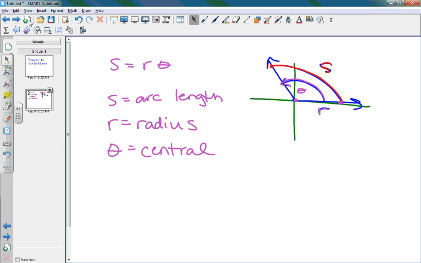The radius is from the origin to this little dot right here. See that? These are your radiuses. They're exactly the same. That theta, the central angle, can be in degrees or in radians. Whichever one is given, you're going to have to be able to transform. We'll get there in a moment.